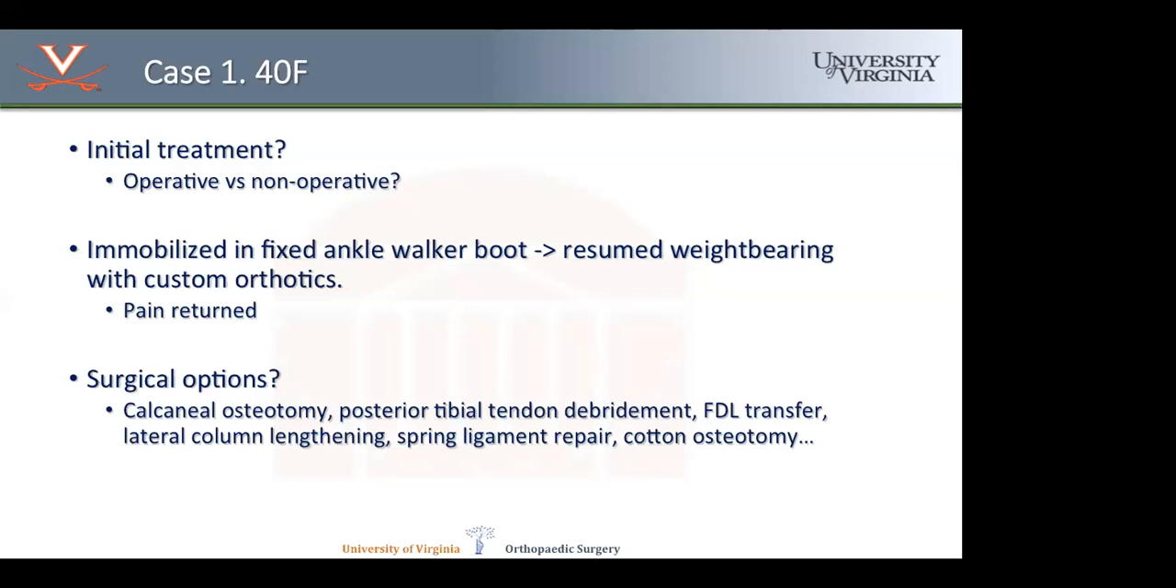The involvement of the spring ligament in these acquired flat foot deformities is becoming more understood, and repair or augmentation is more of an option. And then the Cotton osteotomy, or that dorsal opening wedge osteotomy. That's not to say that we do all of these procedures in all patients, because we don't. It's just as we assess the various components of each patient, these are things we might consider.